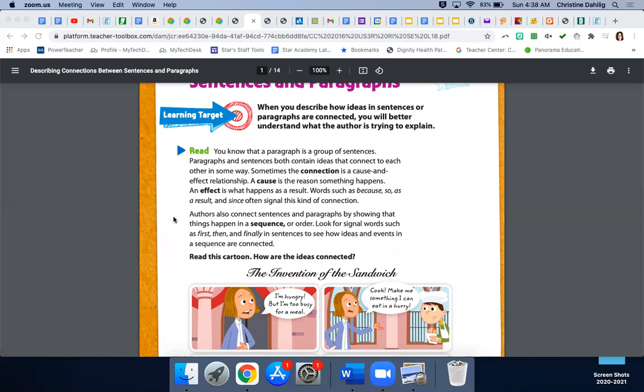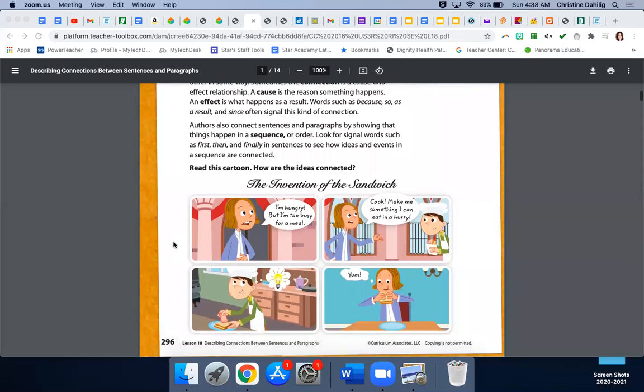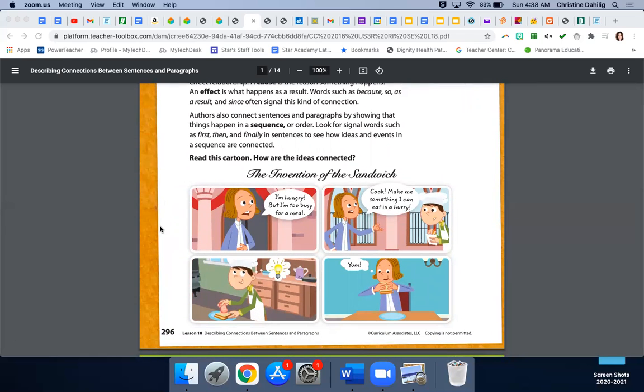Authors also connect sentences and paragraphs by showing that things happen in a sequence or order. Look for signal words such as first, then, and finally in sentences to see how ideas and events in a sequence are connected. Let's take a look at this cartoon and let's think about how ideas are connected. And this cartoon is entitled The Invention of the Sandwich. And this individual here, his name happens to be the Earl of Sandwich.